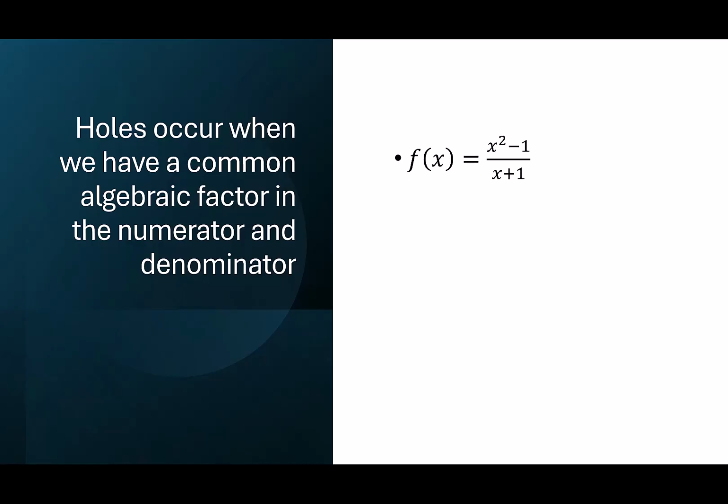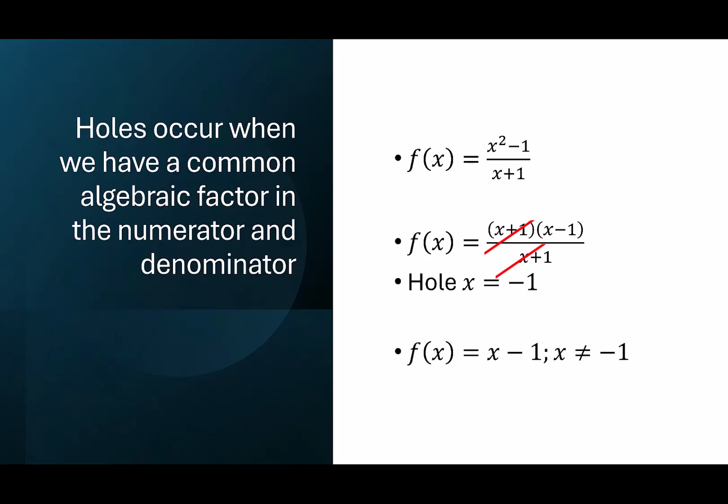It looks like this. Say I have f of x is x squared minus 1 over x plus 1. If I factor that into x plus 1 times x minus 1, I can see a common factor of x plus 1. When I set that equal to 0, that says I have a hole at the x value of negative 1. I can rewrite the function as f of x equals x minus 1, but you want to write a note that x can't be equal to negative 1. Our original function f had a domain that did not include the x value of negative 1, so any rewrite of the function should have the same domain.